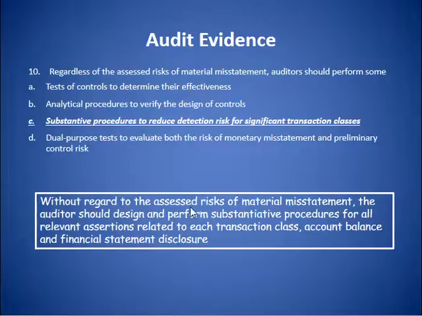This is a requirement of audit standards. Without regard to the assessed risks of material misstatement, in other words, even if we think everything's fine, the auditor should design and perform substantive procedures for all relevant assertions related to each transaction class, account balance, and financial statement disclosure. So you should also have at least one test that tests each of those financial statement assertions, in addition to any of the perceived control risks that are occurring within the company.